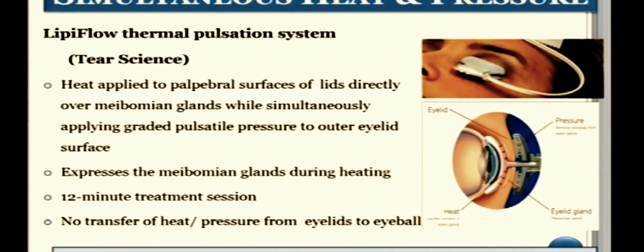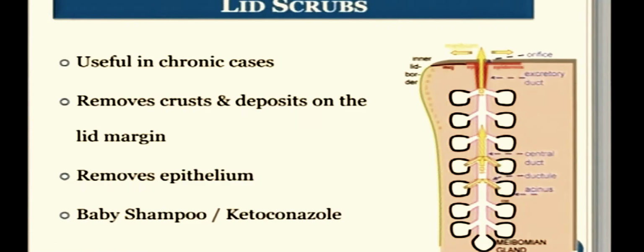And this is an upcoming method which is becoming quite popular, although a little costlier. This LipiFlow method provides heat simultaneously with a thermal pulsation. So as you can see here, you provide the heat from inside the lid, and you have a thermal pulsator from outside the lid. So you have simultaneous heat and pressure, and that really helps in expressing out the Meibomian secretions. And there are certain lid scrubs as well, because many times these secretions form crusting, and even if you press it, it's not going to get expressed out.